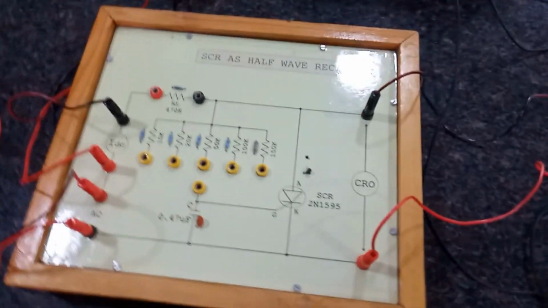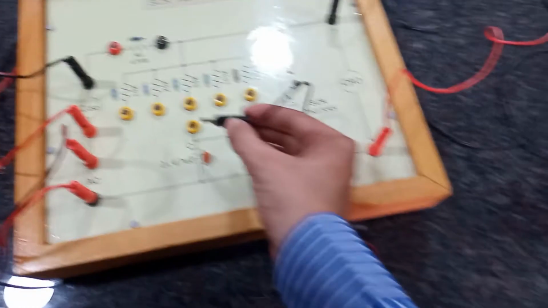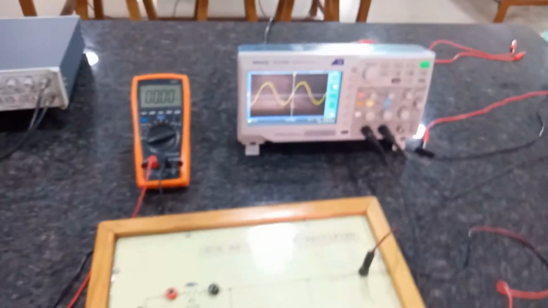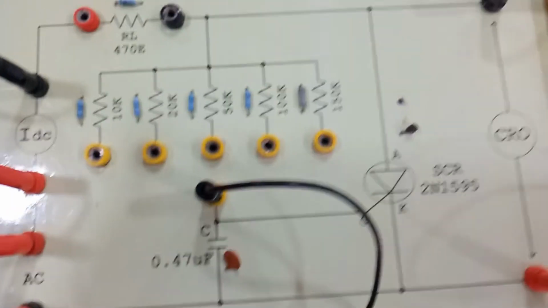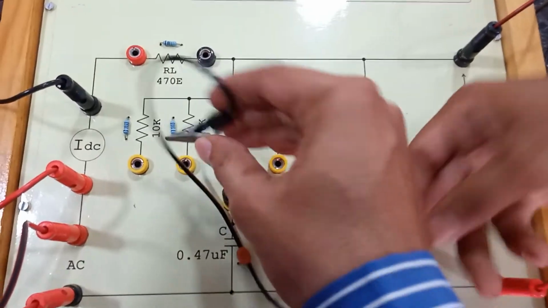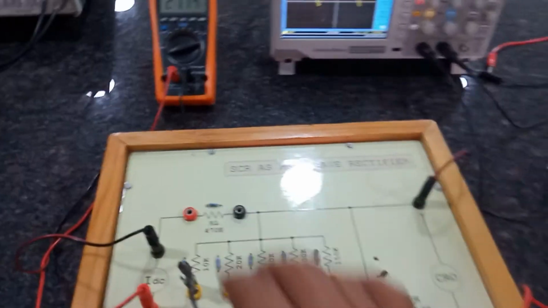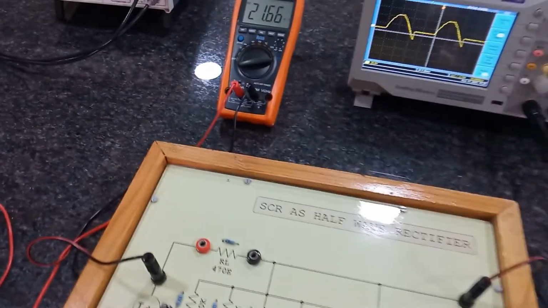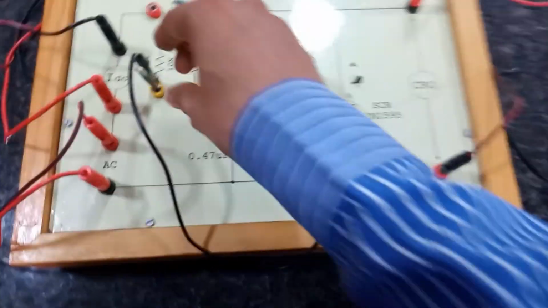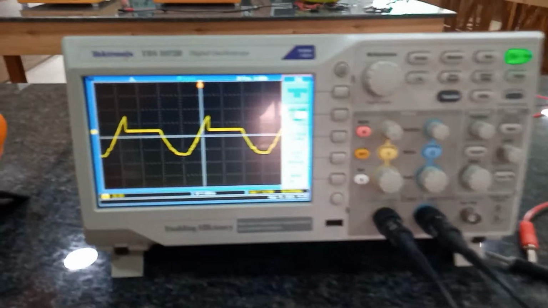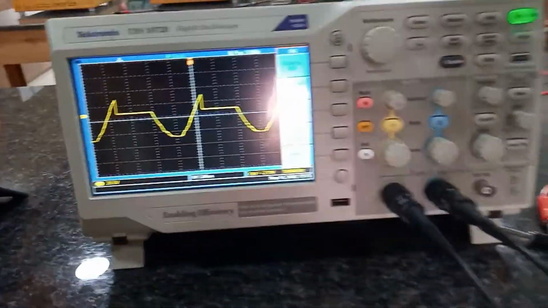Okay, so now let us connect this gate terminal to a resistor. Let us say 10 kilo ohms. Okay, so the moment I connected this terminal, you can see the waveform has been cut, right? The waveform has been cut. This is not the pure sine wave.